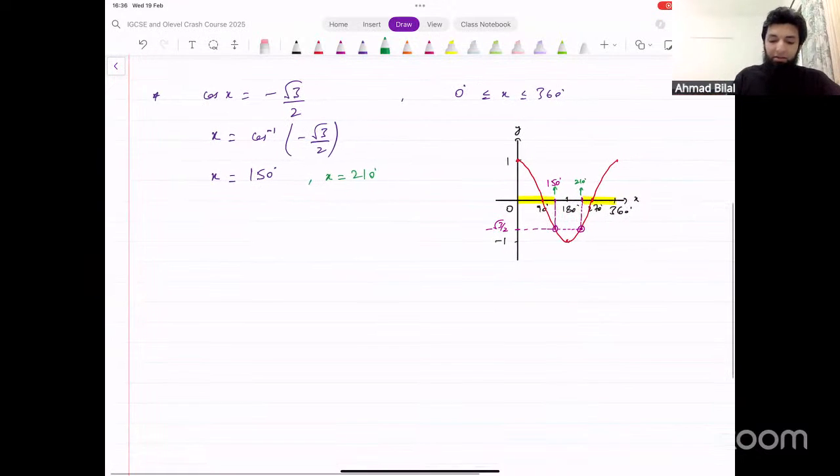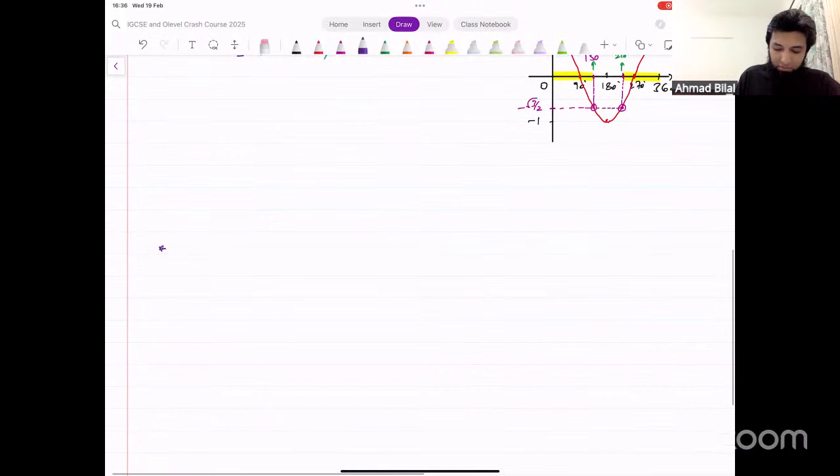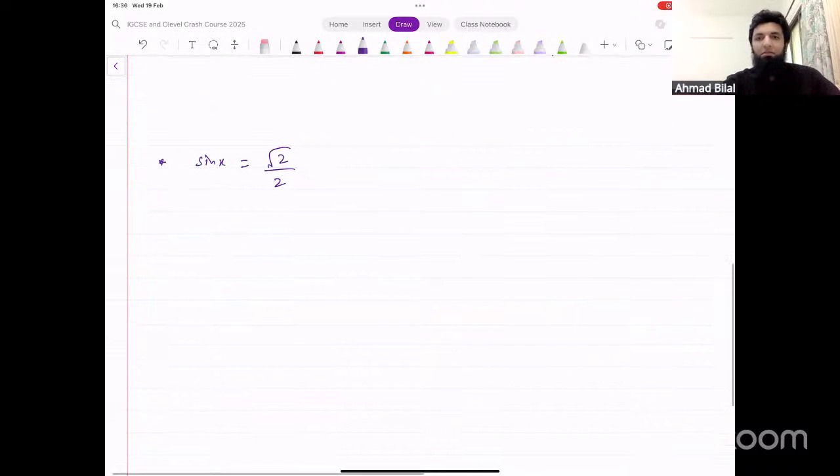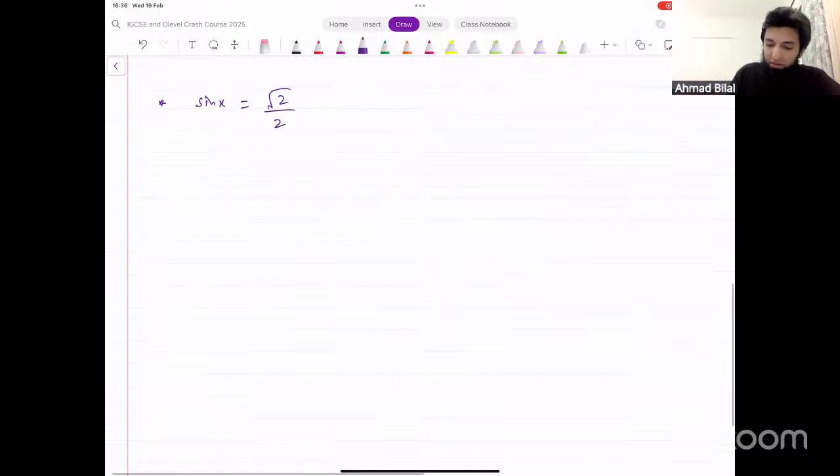Okay, let's take another example. Let's say we've got sine now. Let's say we have sine of x that equals square root of 2/2. We want to solve this equation. Again, they're saying we need to solve this for x between 0 degrees and 360 degrees.